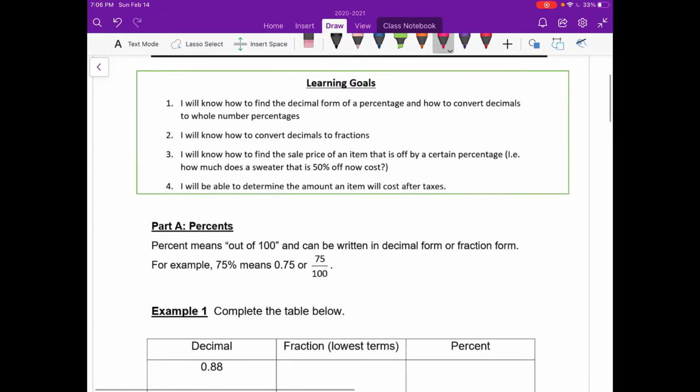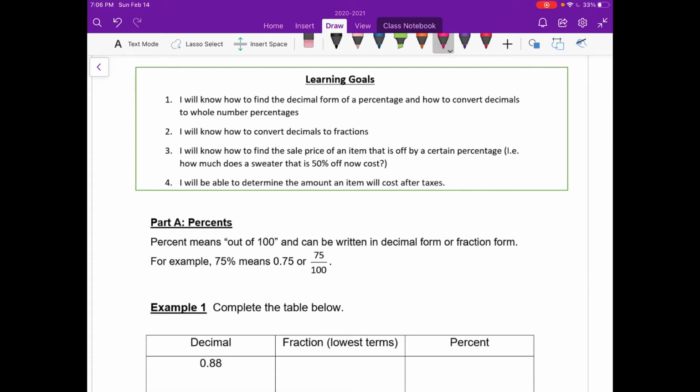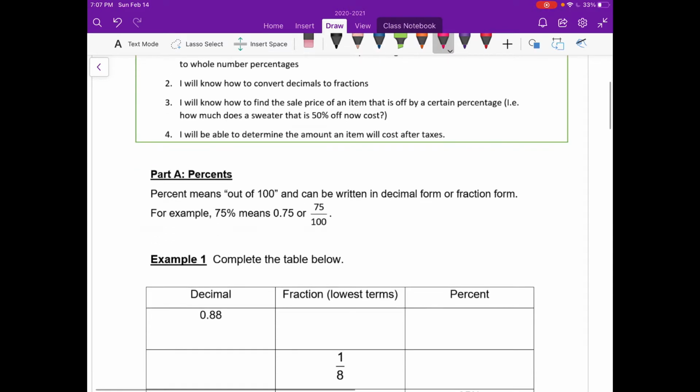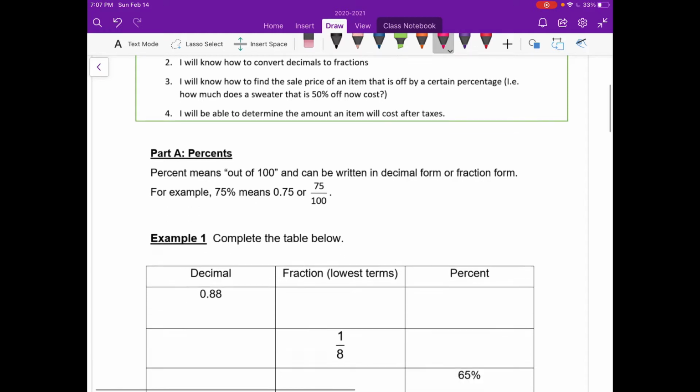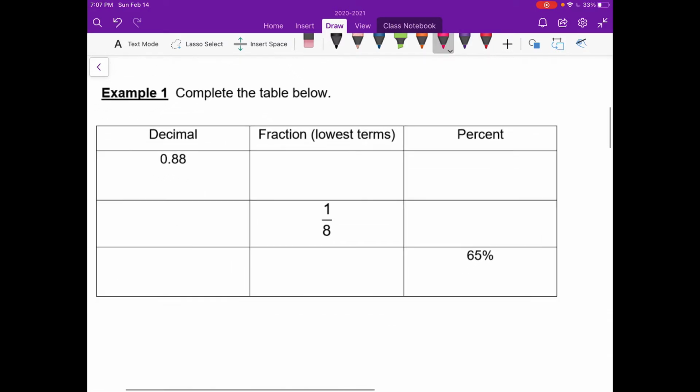So before we get started, I want to start off with what does it mean to be a percent? Per cent literally means out of 100. So the per and the cent in that moment talks about 100. And it can be written in decimal form or as a fraction. So for example, we can write 75 and then the percent sign, or we can write it as 0.75, or you can write it as a fraction, 75 over 100. So if you were to complete the table below, how would you do that?